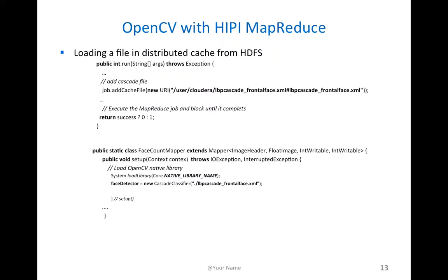OpenCV requires the classifier XML files to be available to detect objects or faces. This can be achieved by using the add cache file function of the job, which sets a URI to point to a location on HDFS. This location then can be accessed in the setup function, and a face detector classifier can be created to be used in Mapper.